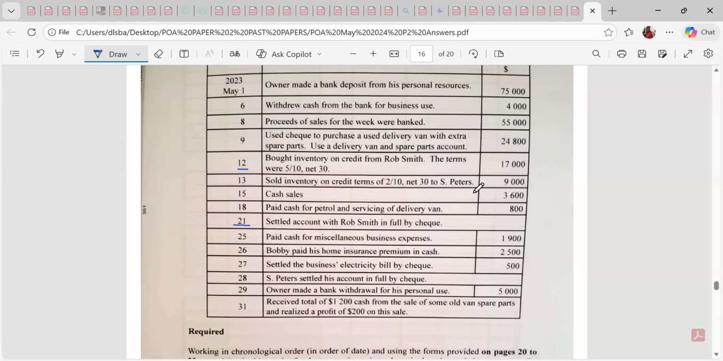Next one, paid cash. That's all I need to read. Credit cash for miscellaneous business expense. Debit business expense. Expense is always debited.